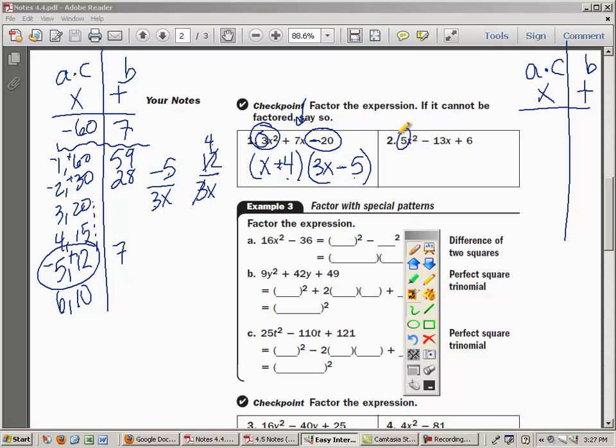In number 2, I need two numbers that multiply to make 30, that add to make negative 13. Now, you should be noticing here, the only way we're going to get positive 30 here is that both signs match.